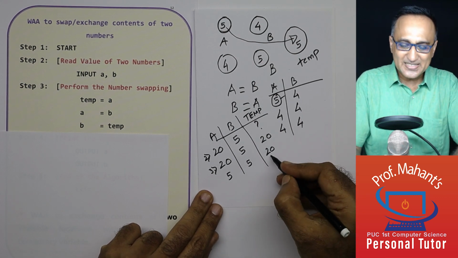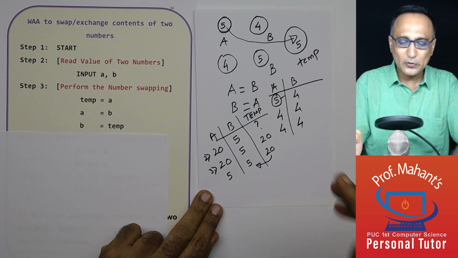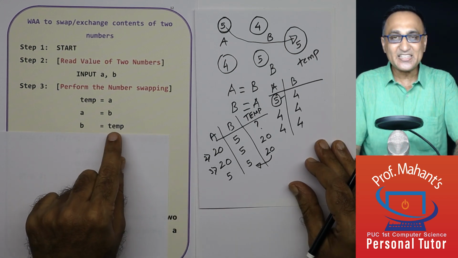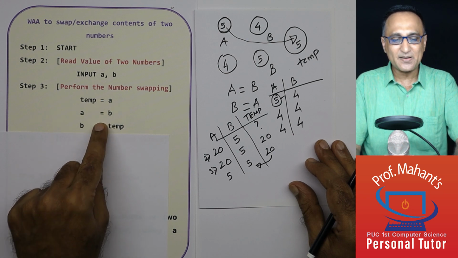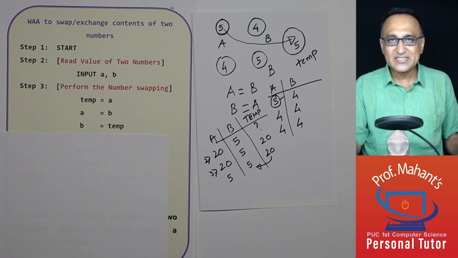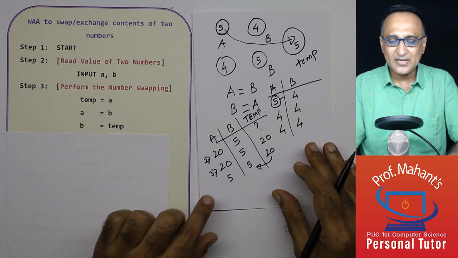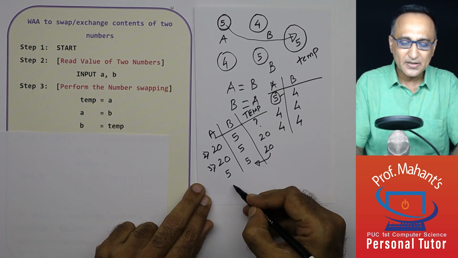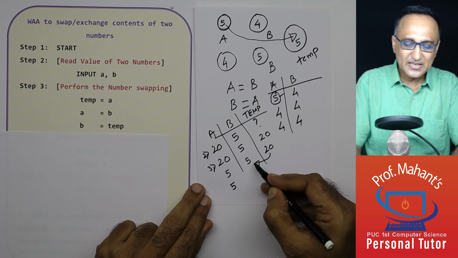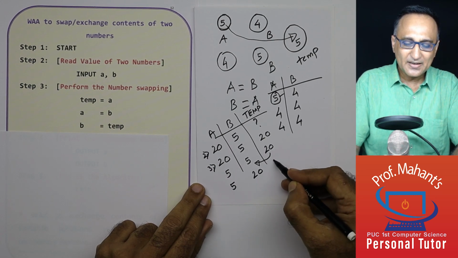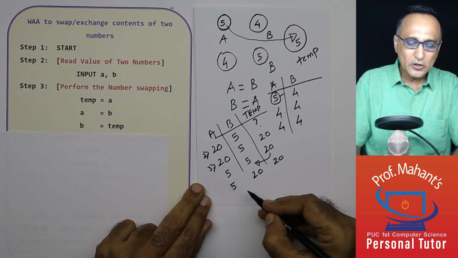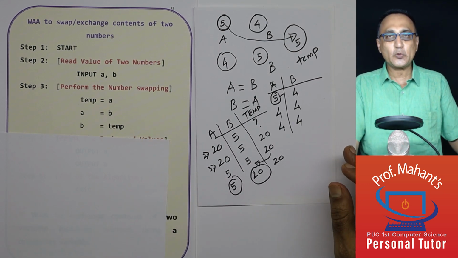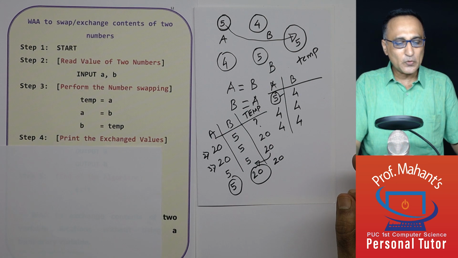Now logic tells us that this 20 should be moved to B. So I say B is assigned the value of temp. This stands for assignment. That means the value on the right side is copied to the memory location on the left side. So since B is assigned the value of temp, A remains as it is, B becomes 20, temp remains 20. Now if you see, the exchange has taken place. The value of A is given to B, the value of B is given to A.